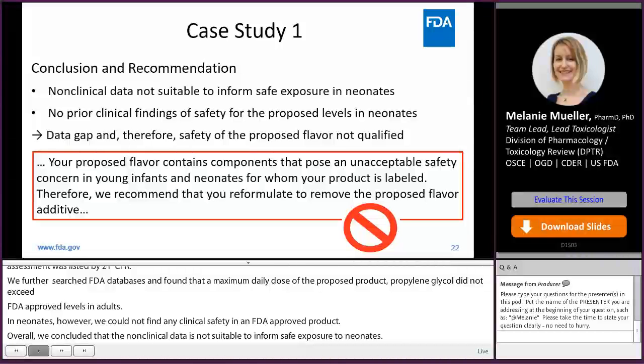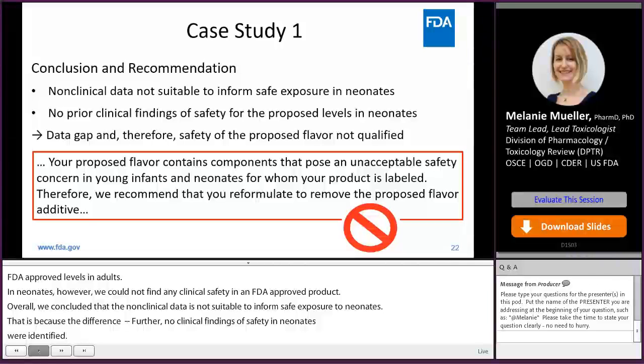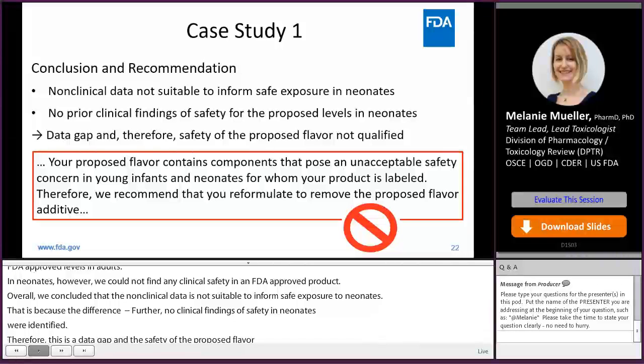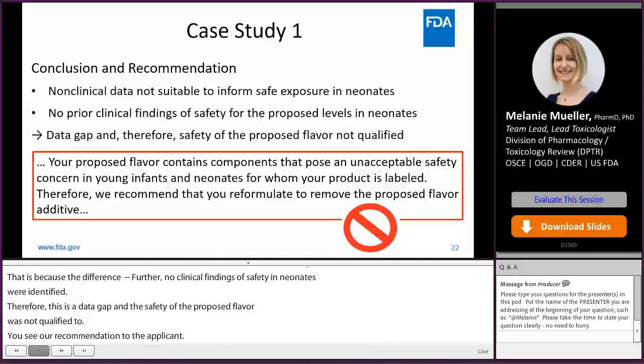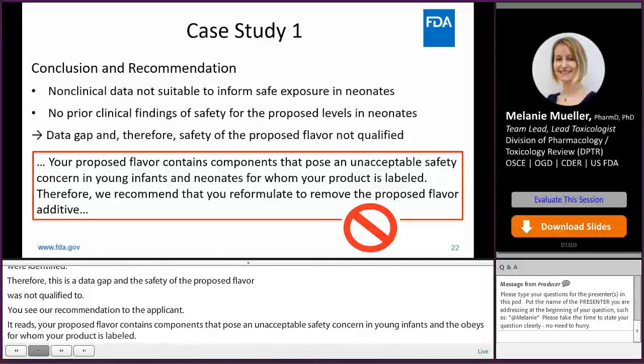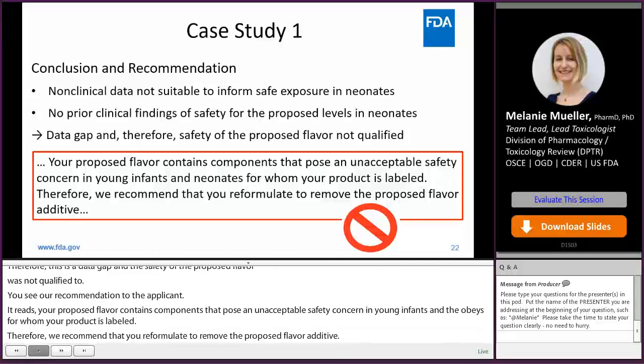Here you see our recommendation to the applicant. And it reads, your proposed flavor contains components that pose an unacceptable safety concern in young infants and neonates for whom your product is labeled. Therefore, we recommend that you reformulate to remove the proposed flavor additive. In this case, we recommended reformulation because non-clinical data are not suitable to address this data gap, and clinical studies are outside the scope of a generic.